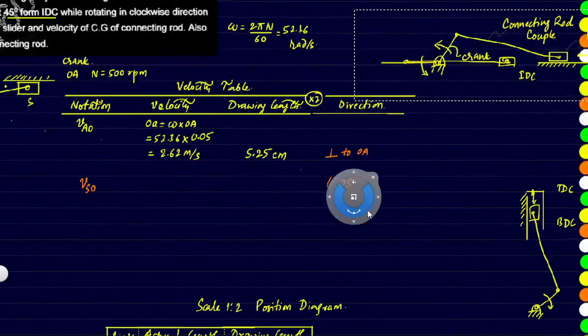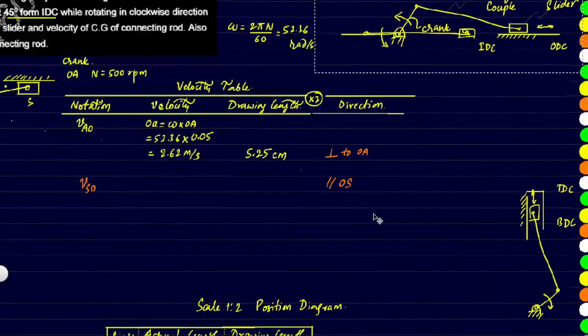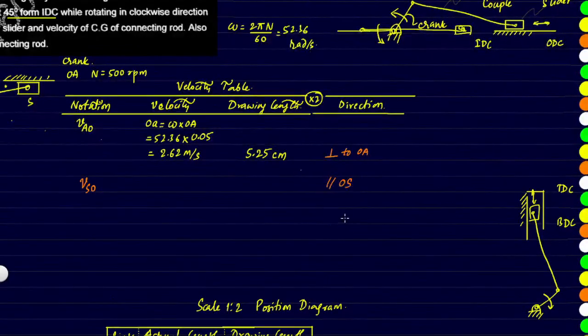Okay, so this is just the rough diagram that we have taken. The next velocity we will need is the velocity of point S with respect to point A. Now both S and A are moving, and this is a kind of relative velocity, which will definitely be perpendicular to AS.